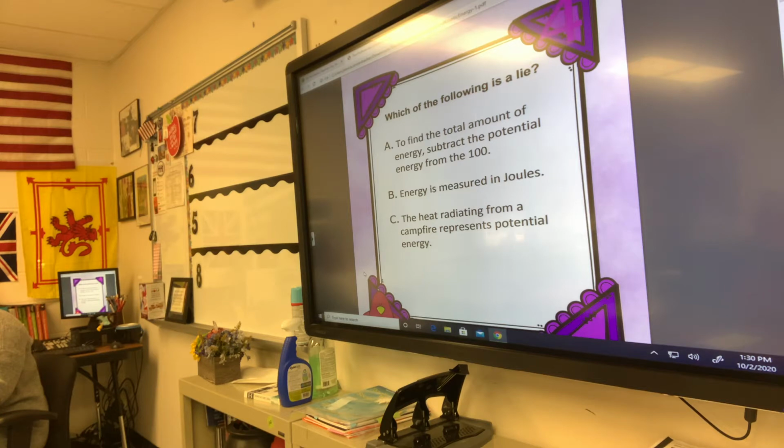Do we learn this? So we haven't talked about joules. I know that we've talked about potential energy and kinetic energy. It's just we haven't talked about their measurements or their formulas yet. So this one's a little bit harder. Take a guess. You might not know it, and that's okay because we might not have covered all the material. But just take your best guess which one you think is a lie. And we're going to go over them together.